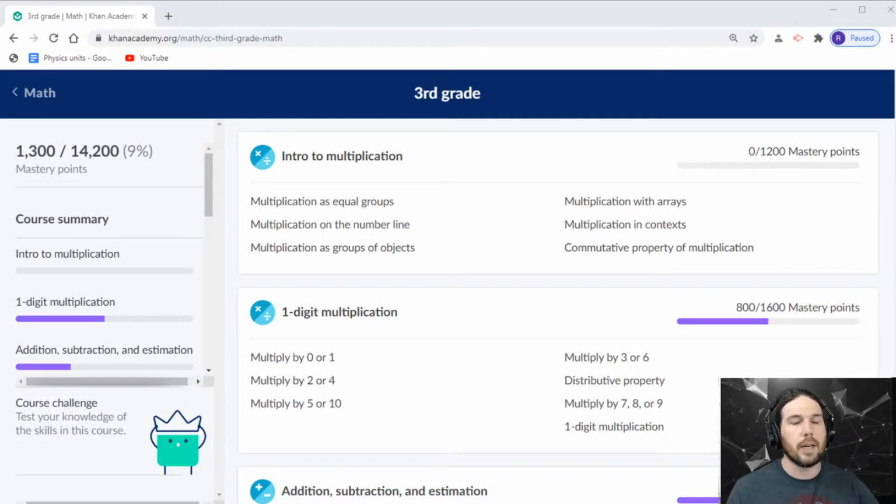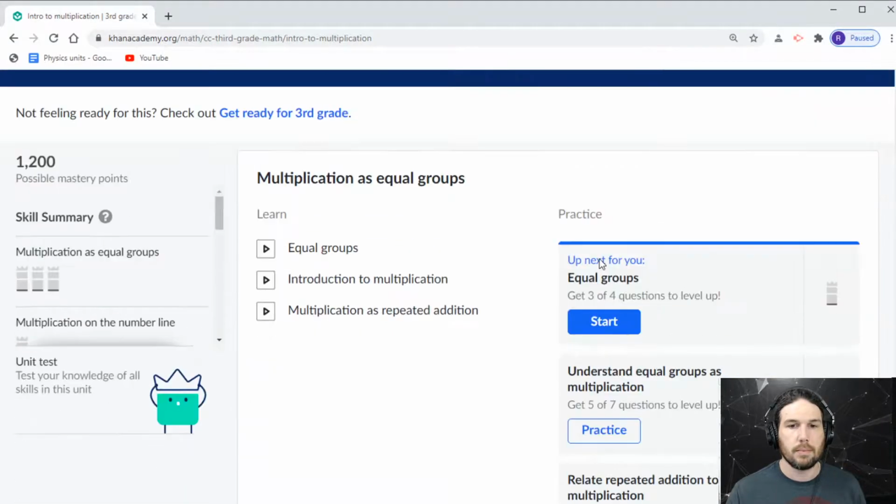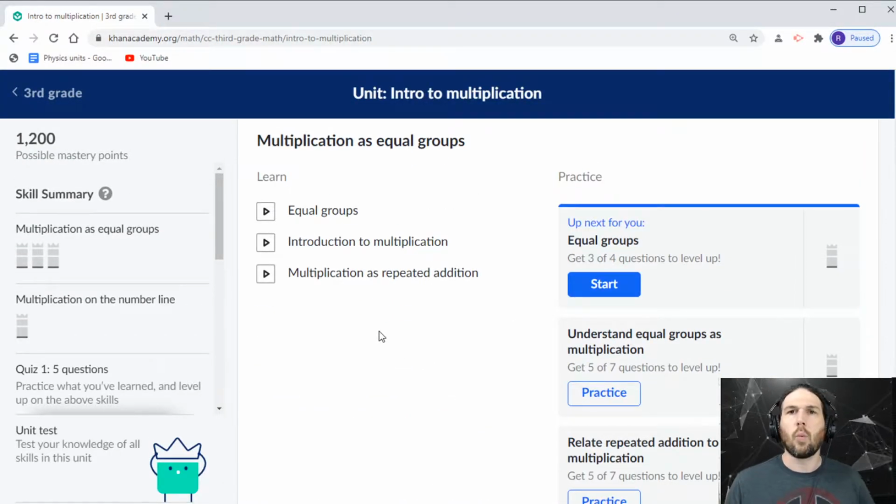I think what I'm going to do now is we're going to go back and do the intro to multiplication. And we're going to see how this connects to all the things that we were learning in kindergarten and first grade and second grade. All right? So we're going to start here.